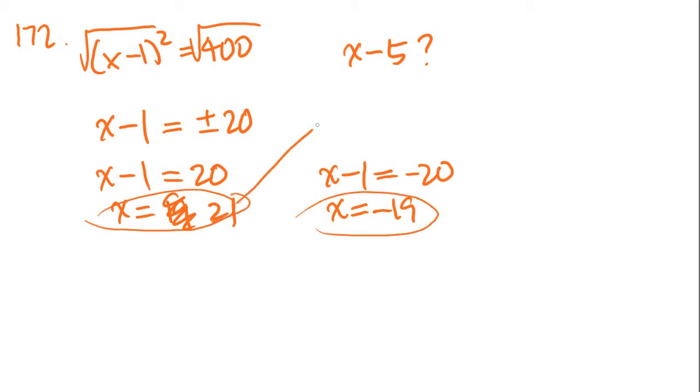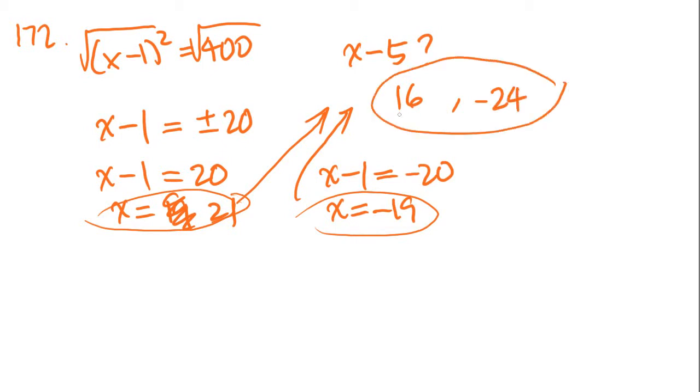Now what we do is we plug them into this equation, and we get 21 minus 5, which is going to be 16. Or we get negative 19 minus 5, which is going to be negative 24. So the answer is going to be either 16 or negative 24. When you look in the answer choices, negative 24 is going to be C.